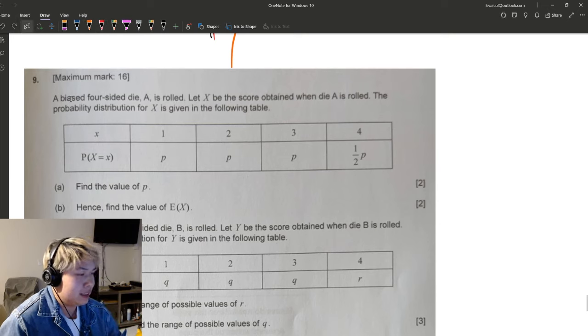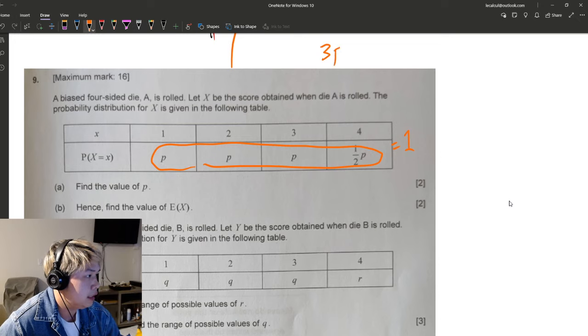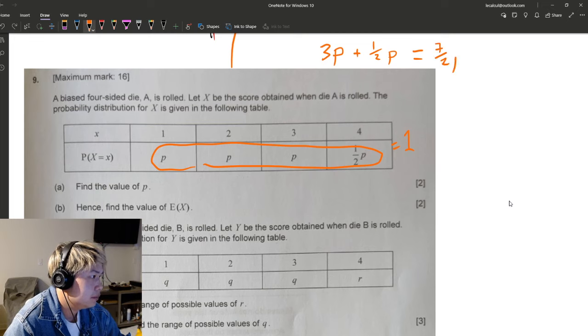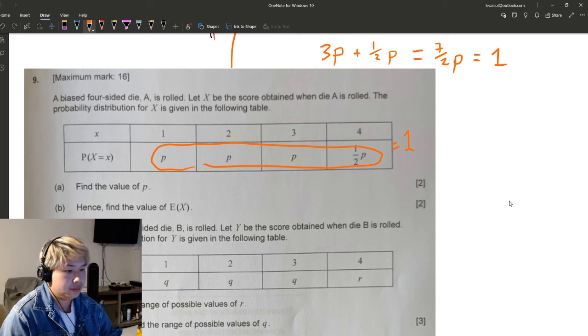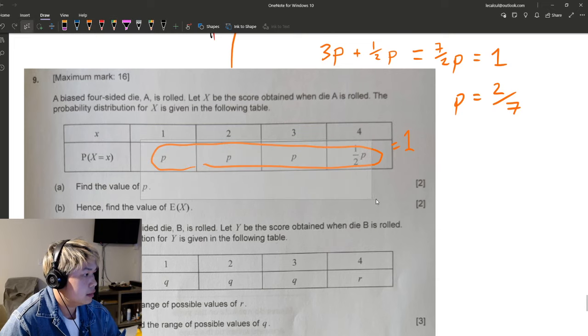Okay, we have a four-sided die, but it's biased. So that means that they're not even chances. And then here's the probability. Find the value of p. This looks easy enough. We know that if we add all the probabilities together, it needs to be 1. So in other words, 3p plus 1/2 of p, and then this is 7/2 p, I think, right? In other words, p is 2/7. Okay, that's nice. Easy question.